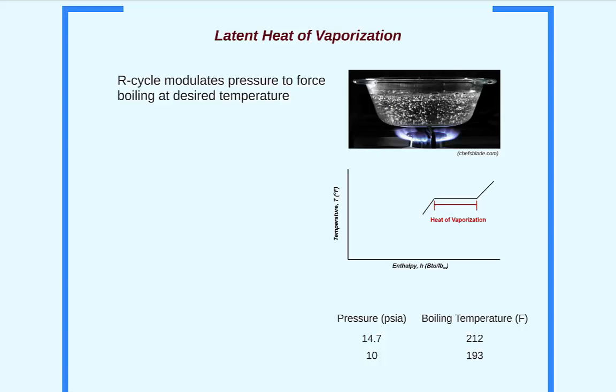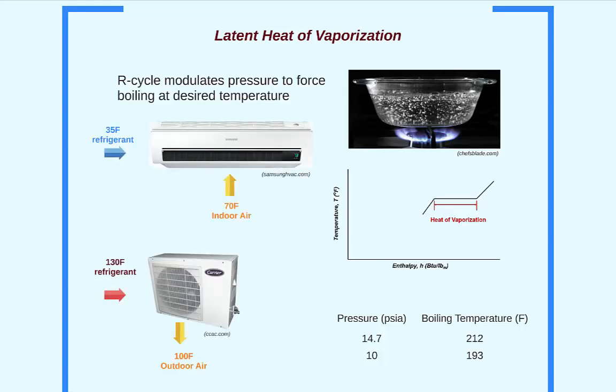In order to move heat into the evaporator and out of the condenser, we need the evaporator to be colder than the air blowing over it, and the condenser to be hotter than the air it's rejecting to. As an example, we might choose pressures such that the refrigerant's temperature is 35 degrees Fahrenheit in the evaporator and 130 degrees Fahrenheit in the condenser.